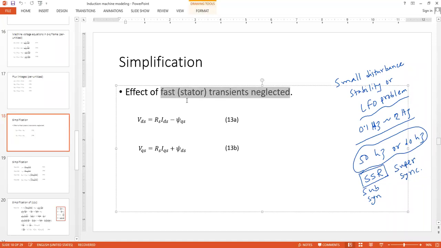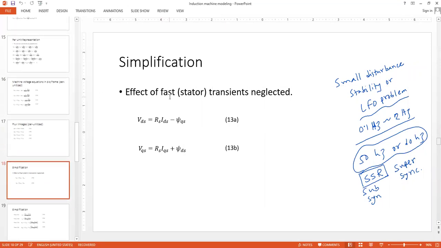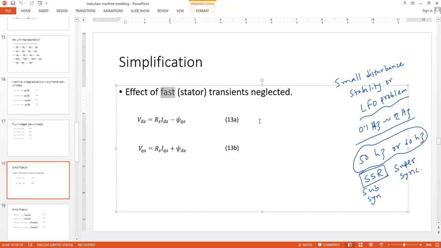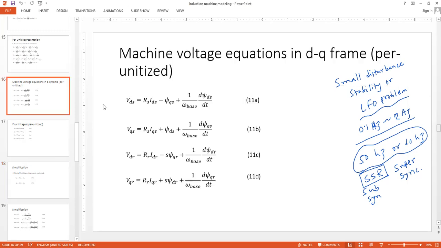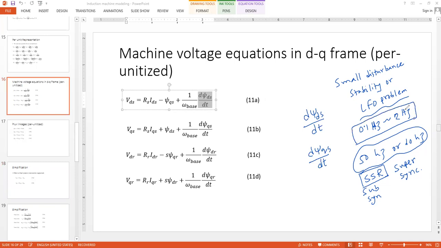So similar to the synchronous machine simplification process, to start with the simplification, we are going to neglect the fast stator transients. This fast means the value of this transient, this one, d psi ds by dt. So the stator flux linkage dynamics, d psi ds over dt and d psi qs over dt, are pretty fast compared to the frequency range of our interest.